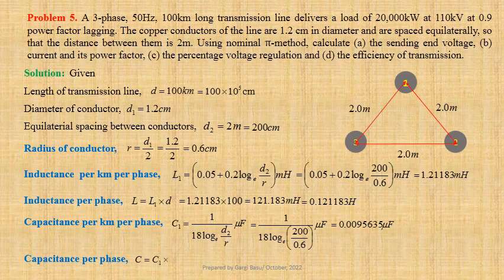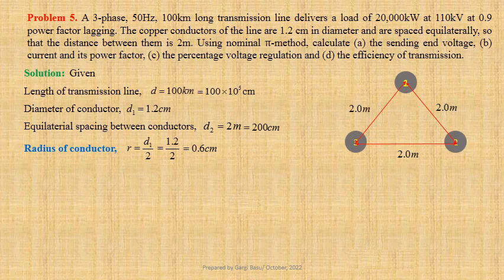C equals C1 into D. Using values we get 0.0095635 into 100, that is equal to 0.95635 microfarad or 0.95635 into 10 to the power minus 6 farad.